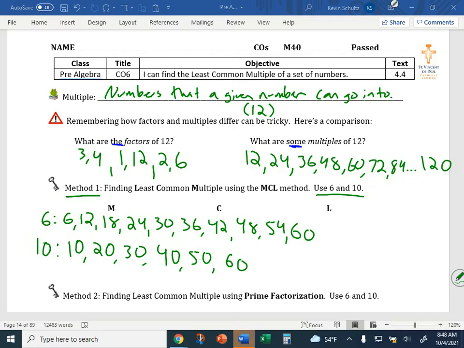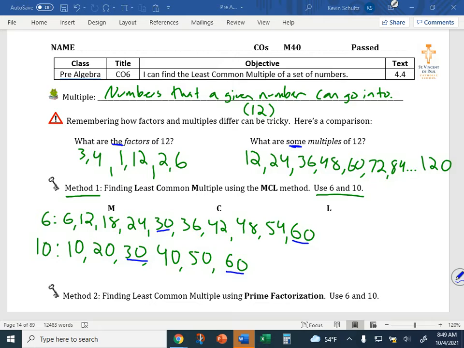So like greatest common factor, once we list these numbers out, we're looking for the common ones. And I look at my two lists here. What numbers show up in both lists, Haley? 60 shows up in both. So does 30.